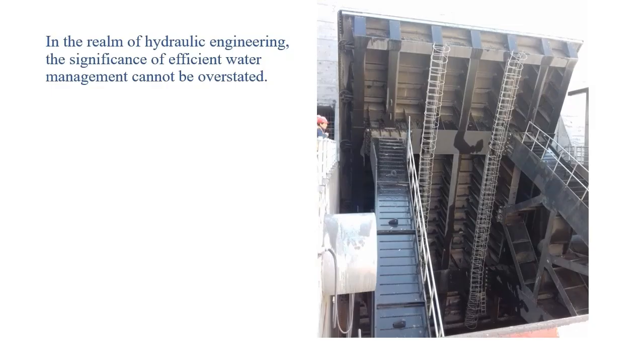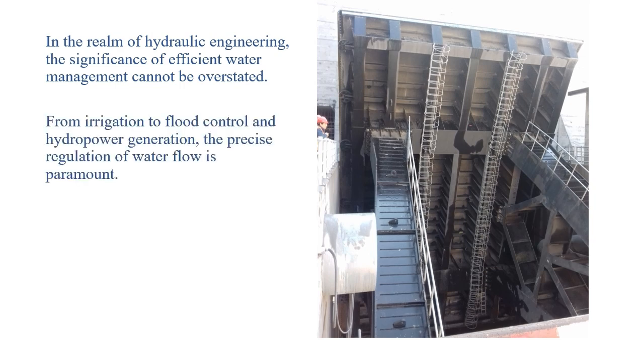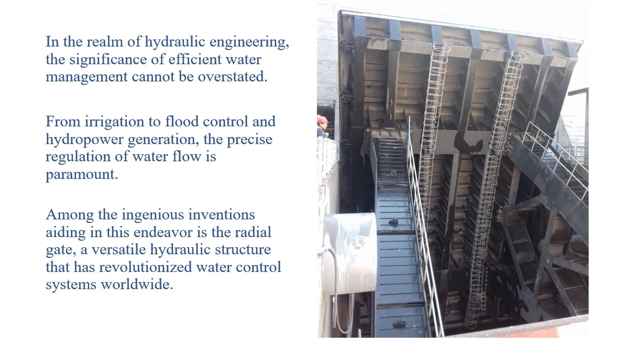In the realm of hydraulic engineering, the significance of efficient water management cannot be overstated. From irrigation to flood control and hydropower generation, the precise regulation of water flow is paramount. Among the ingenious inventions aiding in this endeavor is the radial gate, a versatile hydraulic structure that has revolutionized water control systems worldwide.